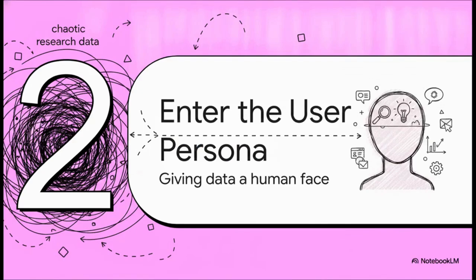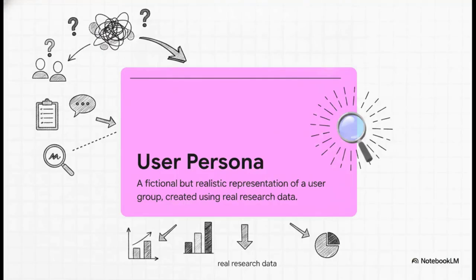Which brings us to Section 2, Enter the User Persona, giving research a human face. So how do we fix this? How do we take that chaotic research and give it a human face? Well, the ultimate solution here is the user persona. A user persona is a fictional but highly realistic representation of a user group.